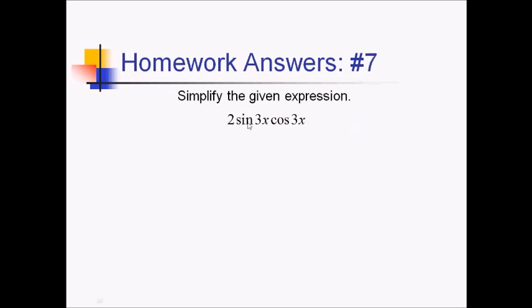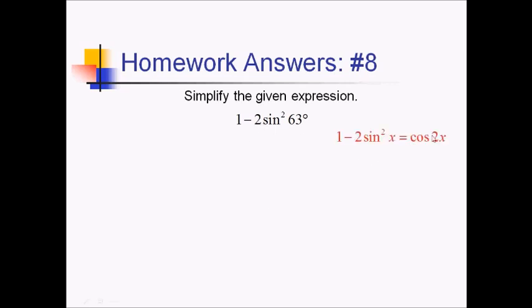For number 7, the pattern 2 sine cosine of the same angle is really sine of a double angle. So this is going to be sine of 2 times 3x, which is sine of 6x. On number 8, 1 minus 2 sine squared is really cosine of 2 times an angle. So this is going to be cosine of 2 times 63, or cosine of 126 degrees.